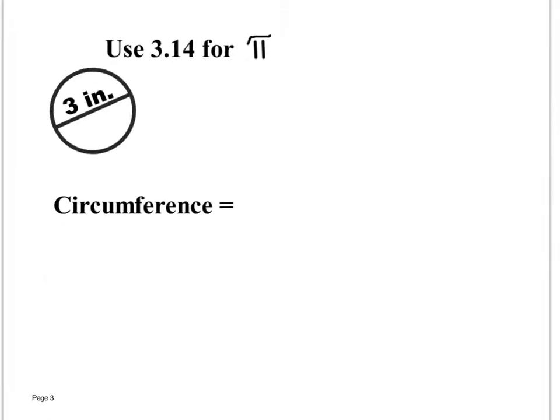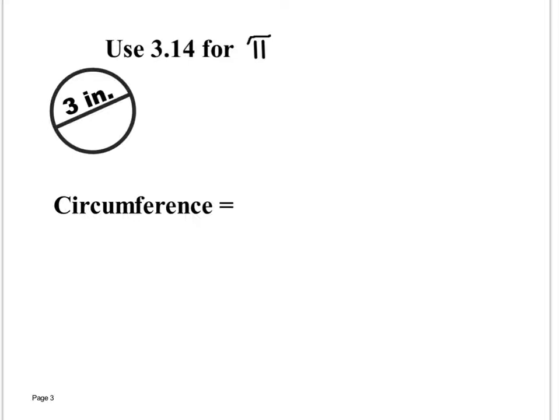Alright, write this down. It says use 3.14 for pi. Now, there's another alternative to this, and I'm going to talk about it here in a little bit. Because for some of your homework, I want you to do what the book says, and that says use 3.14. Some of the time you're not, and I'll explain that here in a minute.